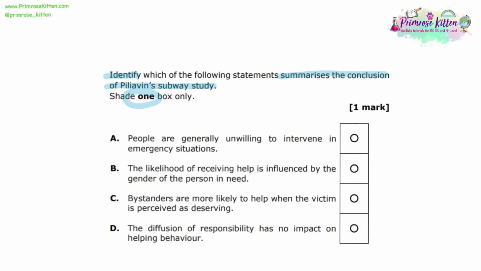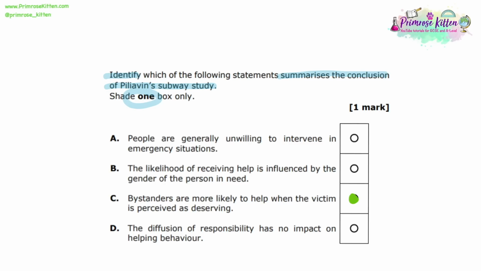Piliavin's subway study, conducted in the 1960s, aimed to investigate factors influencing bystander intervention in emergency situations. The correct conclusion statement is C. Bystanders are more likely to help when the victim is perceived as deserving. This statement aligns with the findings of the study, which revealed that bystanders were more inclined to offer help when they perceived the person in need as deserving or more worthy of that help. The study suggested that factors such as the perceived severity of the situation, the apparent legitimacy of the need, and the personal characteristics of the victim played a crucial role in influencing bystander behaviour.